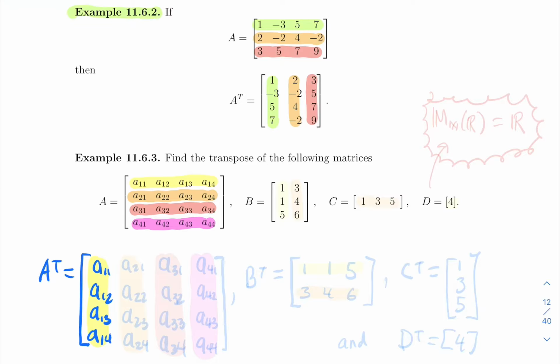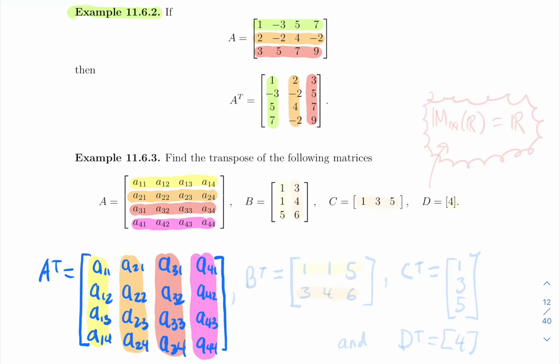And here we go. The second column will be A21, A22, A23, A24. That's my orange column. Yeah, this is fun. My third column is A31, A32, A33, and A34. That's my red column coming from my red row, the third row. And then the last column, A41, A42, A43, and A44. That's my purple. My purple row is now my purple column. Okay, and here we go. That's A transpose.